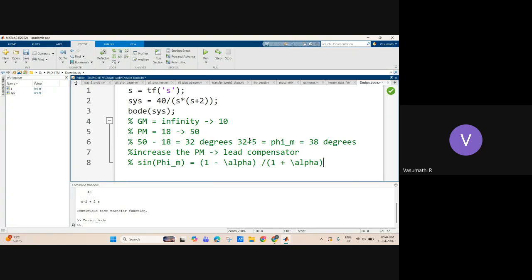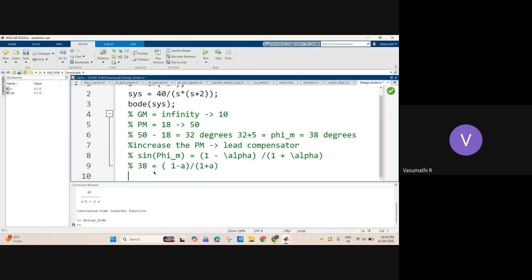Fine. This is the formula that relates your deviation phase margin and the compensator variable alpha that we want to design. If I want to design a compensator, I should find the alpha, right? So that's how we find alpha from the existing variable, that is phi m here. Now, my phi m is 38, right? So here it will be 38 equal to 1 minus A, where A is alpha, divided by 1 plus A.